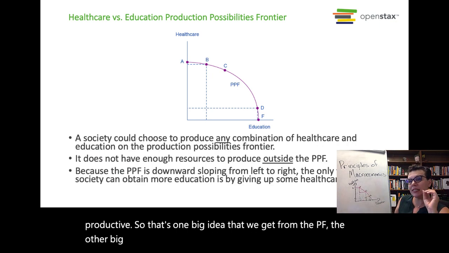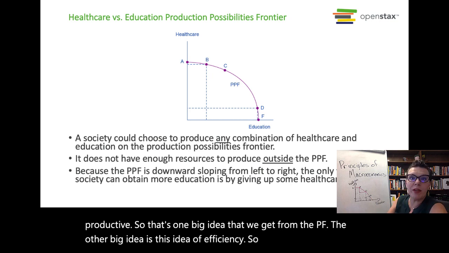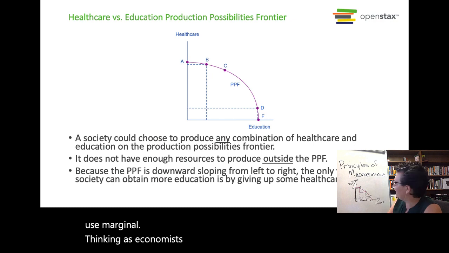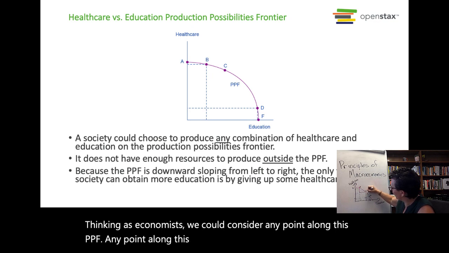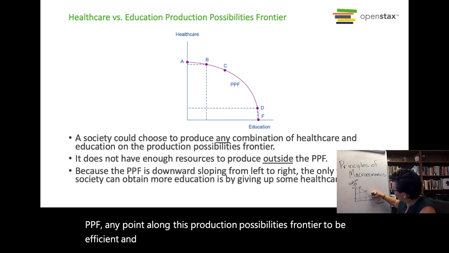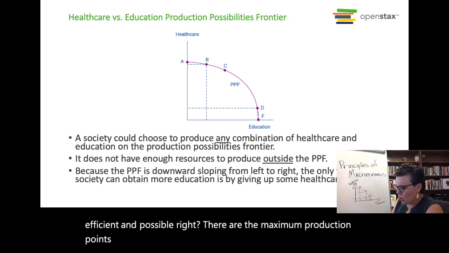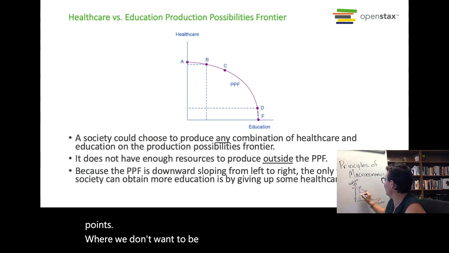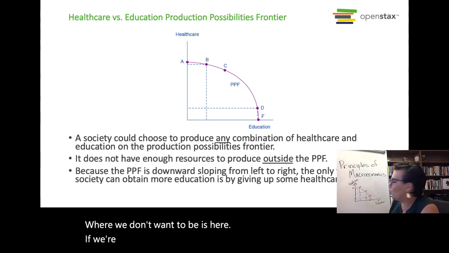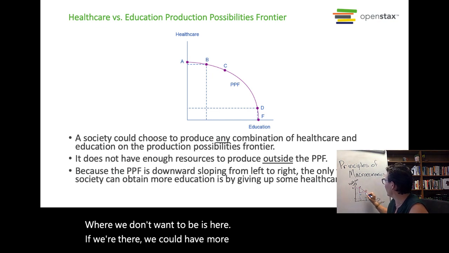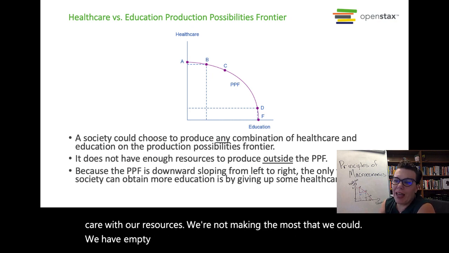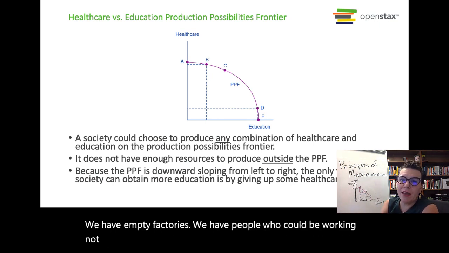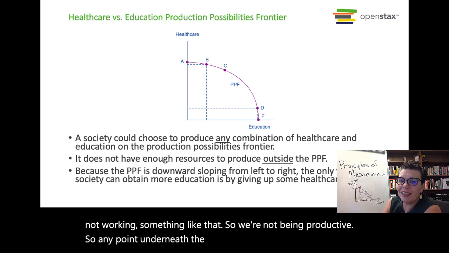The other big idea is this idea of efficiency. When we use marginal thinking as economists, we could consider any point along this production possibilities frontier to be efficient and possible, right? They're the maximum production points. Where we don't want to be is here. If we're there, we could have more education and more healthcare with our resources. We're not making the most that we could. We have empty factories. We have people who could be working, not working, something like that. So we're not being productive. So any point underneath the PPF is inefficient.